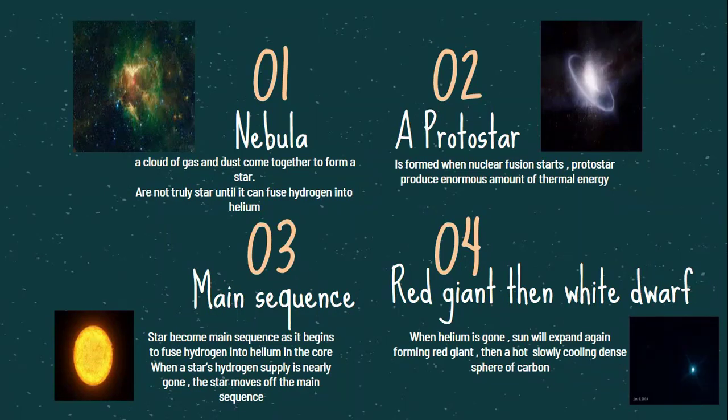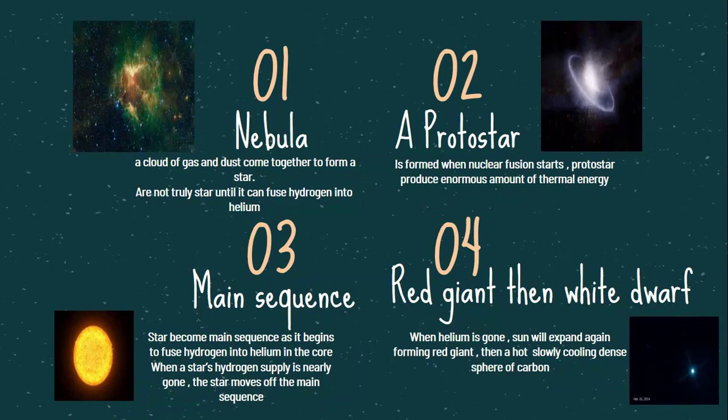Okay, the star becomes a main sequence star. It begins to fuse hydrogen into helium. In the main sequence, the continuous fusion of hydrogen into helium occurs. The star moves off the main sequence when the hydrogen supply is nearly gone. So if the hydrogen is nearly gone, the star will leave the main sequence phase and move to another phase.